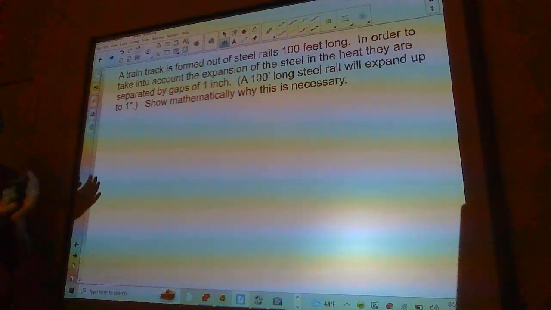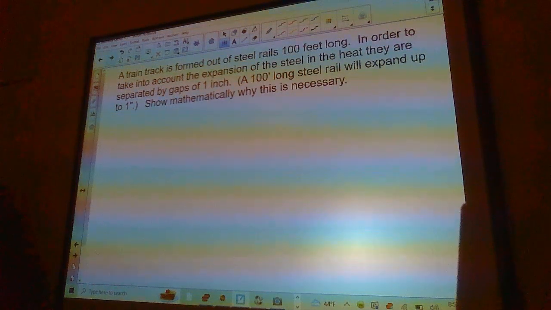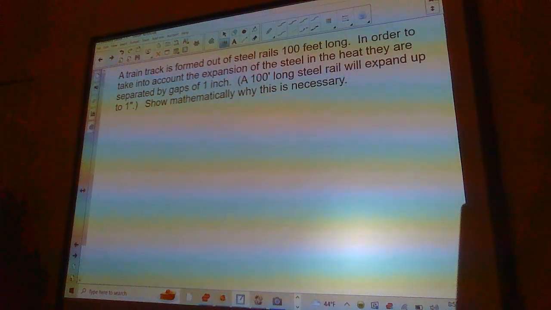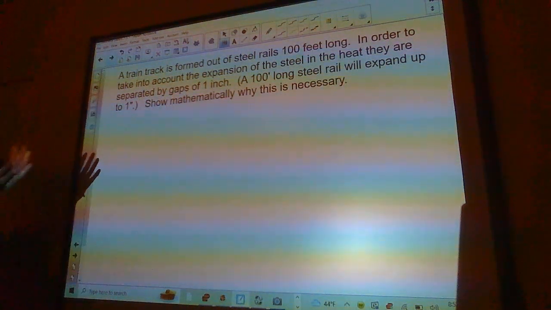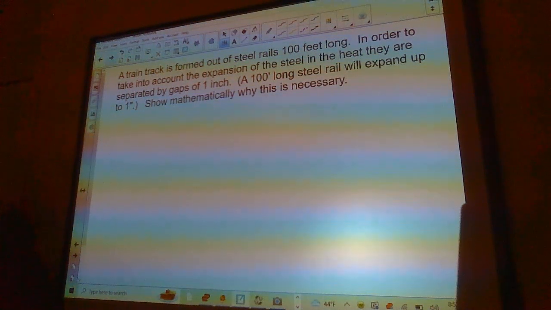Okay, a train track is formed out of steel rails 100 feet long. In order to take into account the expansion of the steel and the heat, they are separated by gaps of 1 inch. A 100-foot-long steel rail will expand up to 1 inch in the heat. Okay, show mathematically why this is necessary.